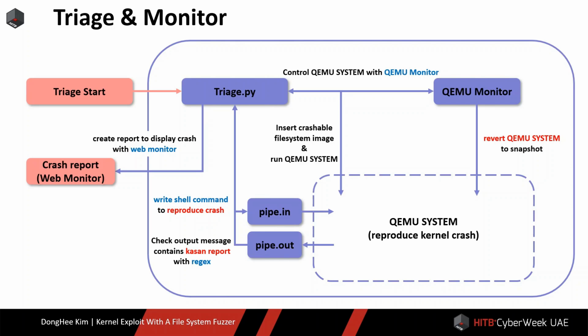Thirdly, it checks whether the shell command output contains a Kasan report with an output pipe. Lastly, Trace rolls back the Cameo system to a clean state with the Cameo monitor.